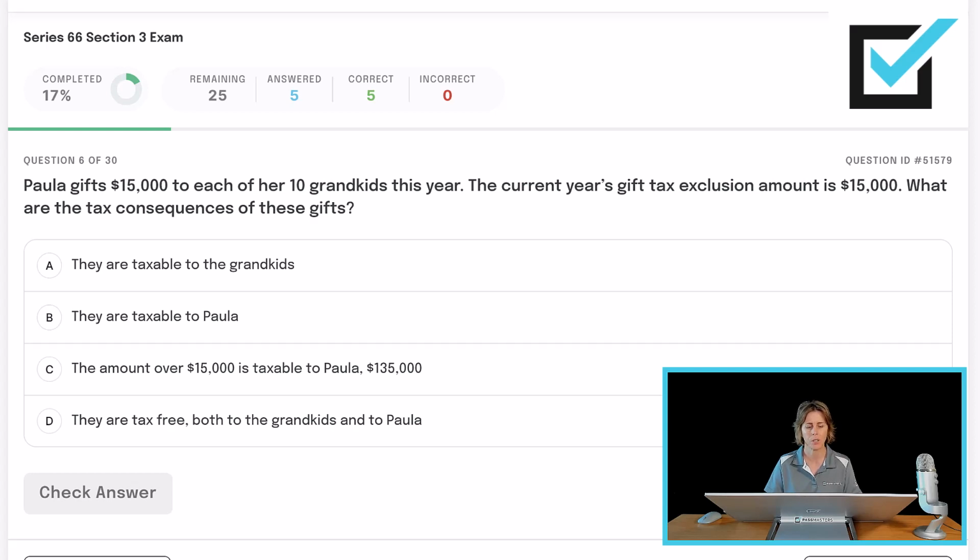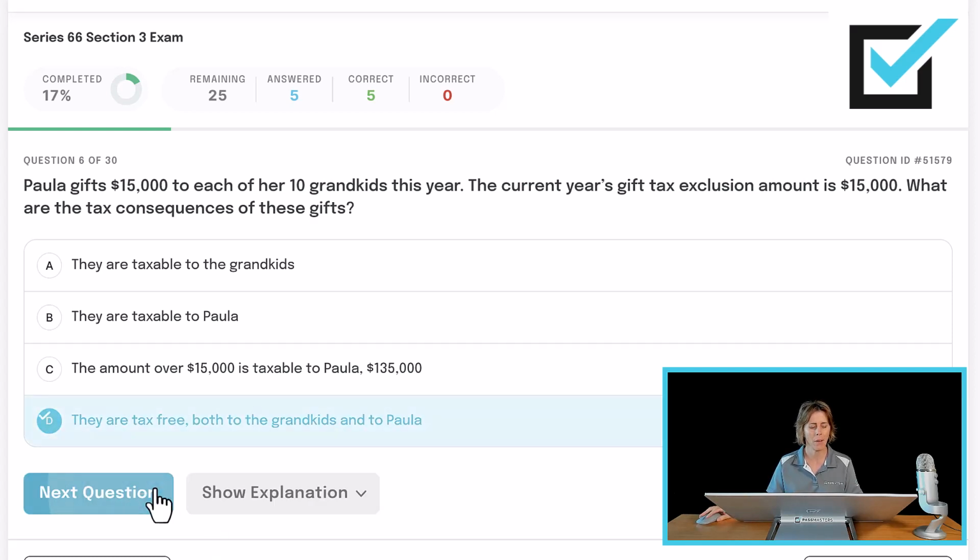They are taxable to the grandkids? No. They are taxable to Paula? No. The amount over $15,000 is taxable to Paula. $135,000? No. The gift tax exclusion applies to as many people as Paula would like to give it to. They are tax-free both to the grandkids and to Paula.